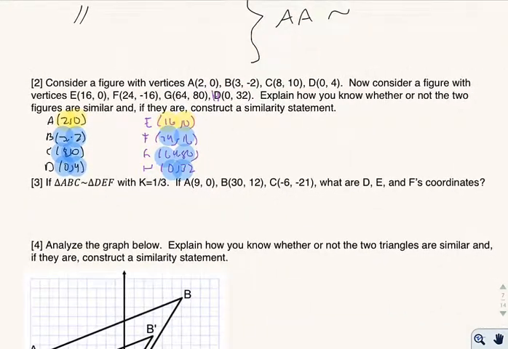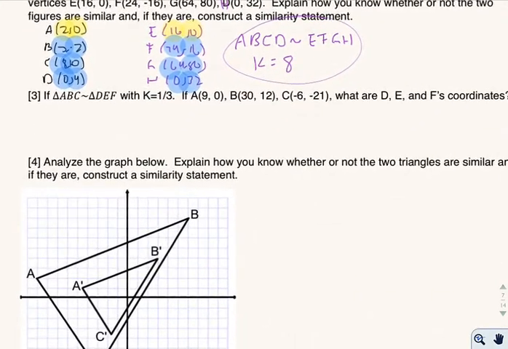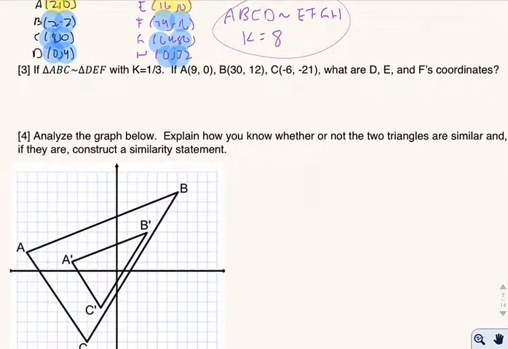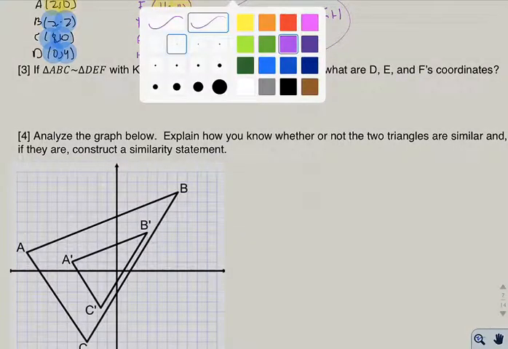And for the similarity statement, of course, let's just write out the vertices. A, B, C, D is similar to E, F, G, H that I adjusted it with k equals, in this case, 8. Right? So check the vertices, basically just using the definition. Right? So here we have ABCD is similar to DEF with k equals a third.